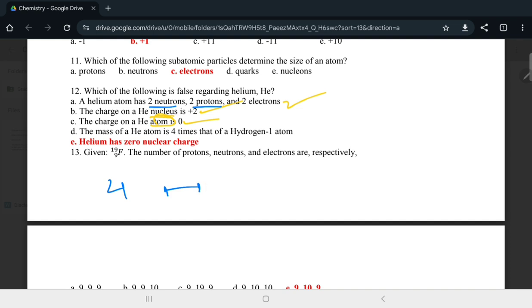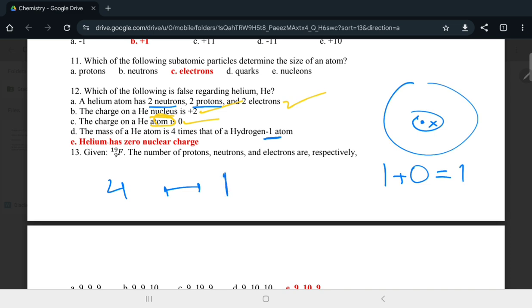What's the mass number of a hydrogen atom, hydrogen 1? Hydrogen 1 means that there's only one proton, there is no neutron. So 1 proton plus 0 neutrons is a mass number of 1. So between the mass of a helium and hydrogen 1, it's 4 times. So helium is 4 times that of hydrogen 1.